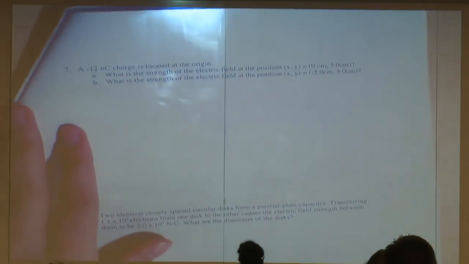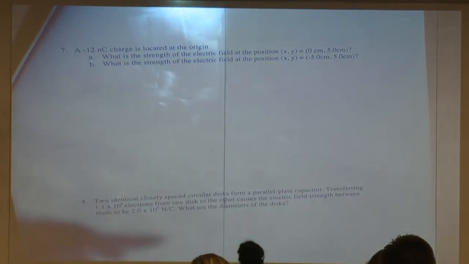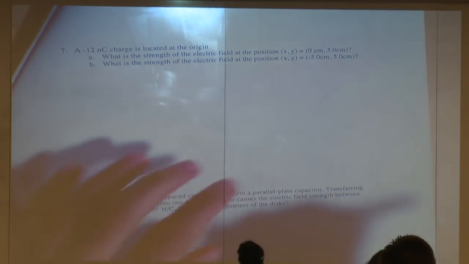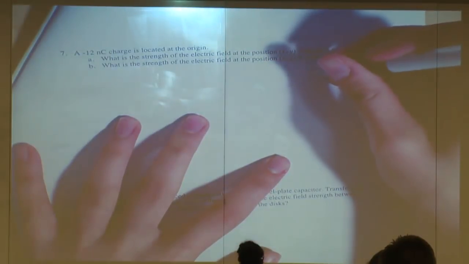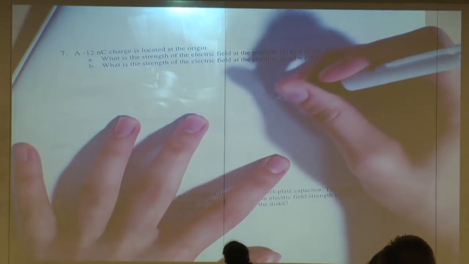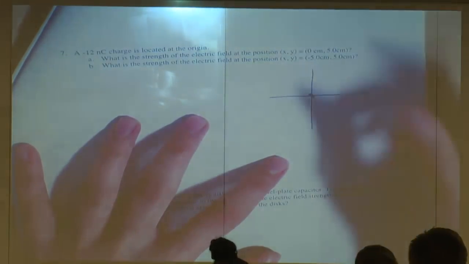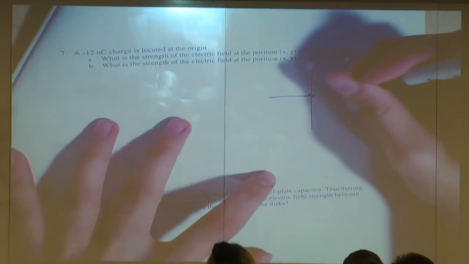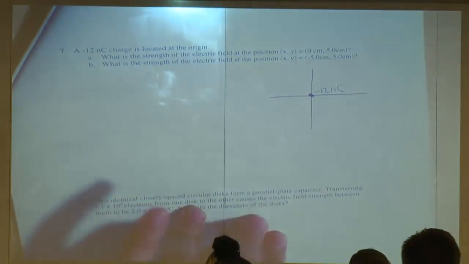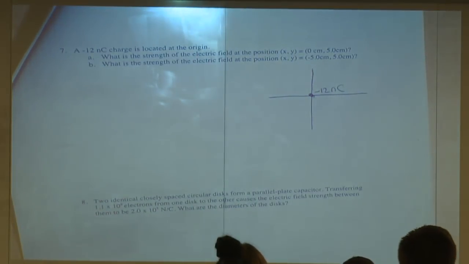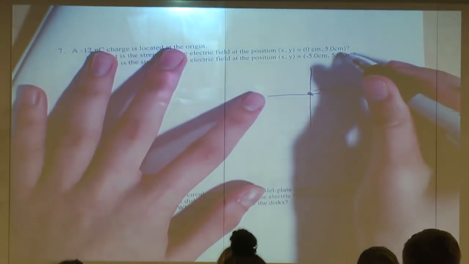So this one's going to be an electric field question. Okay, so it says a negative 12 nanocoulomb charge is located at the origin. So we'll go ahead and start drawing this. If you draw a kind of a graph, this right here is going to be negative 12 nanocoulombs. So it says, what is the strength of the electric field at the position x, y, so 0, 5 centimeters.